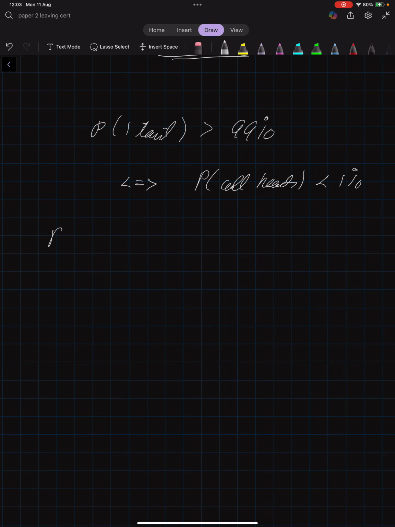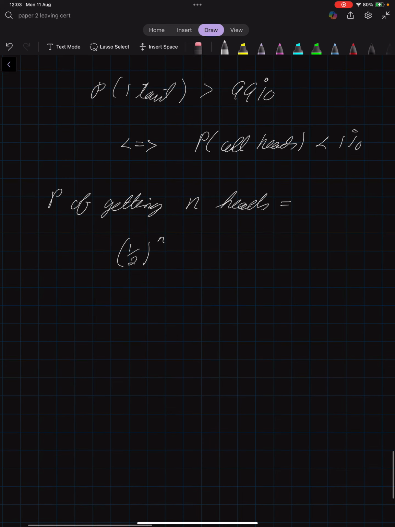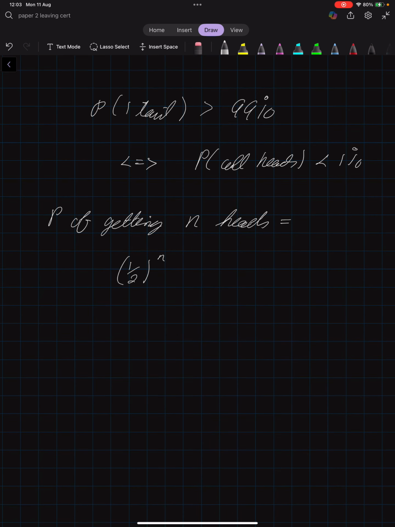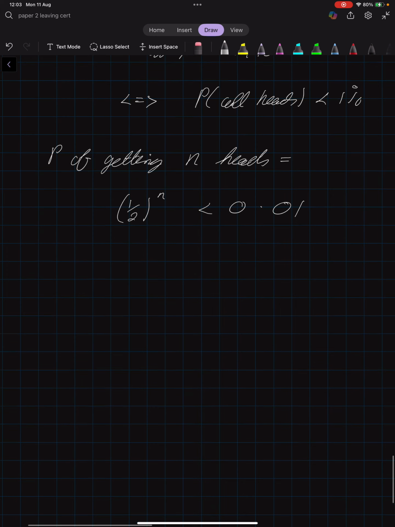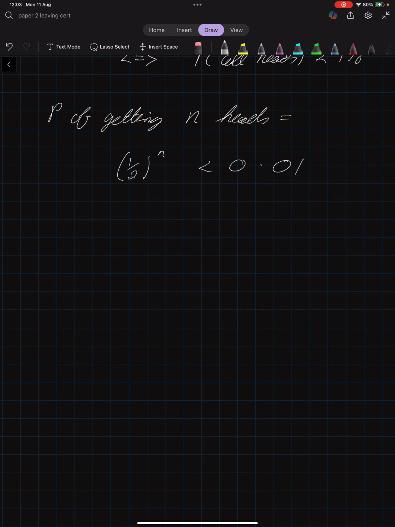So the probability of getting n heads is equal to a half to the power of n. Okay, so if I get one of them, it's just a half. If I get two of them, it's a half times a half, so a half to the power of 2. If it's 3 of them, it's a half times a half times a half, all to the power of 3, and so on and so on. And so it's just this. So I want to know, when is this less than 0.01? All right, how are we going to solve this? Does anybody know?